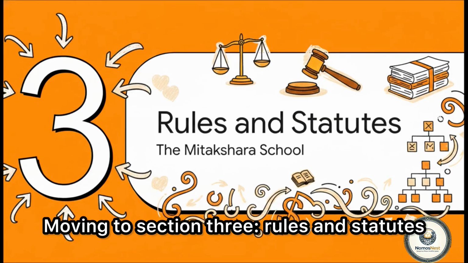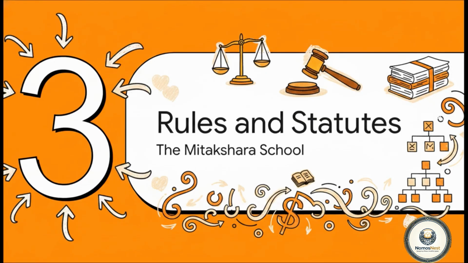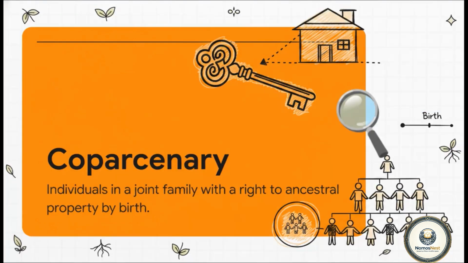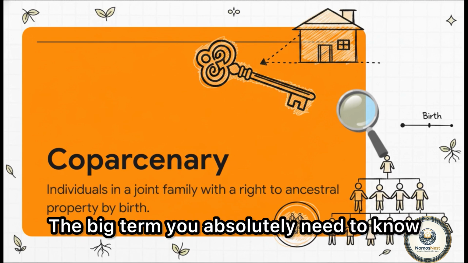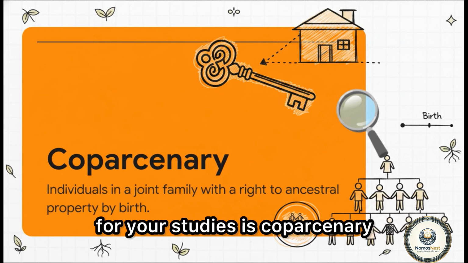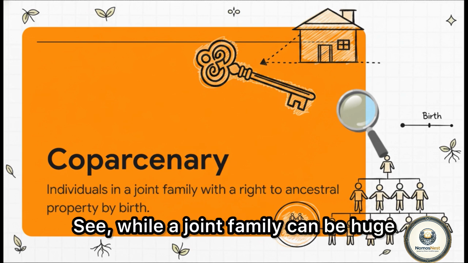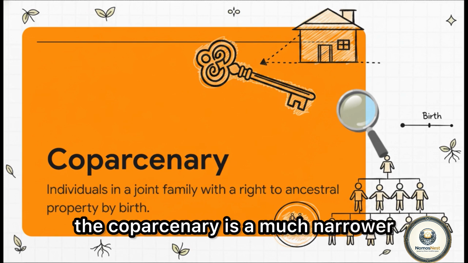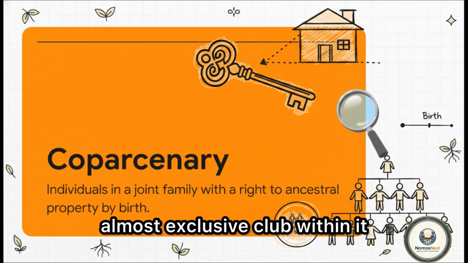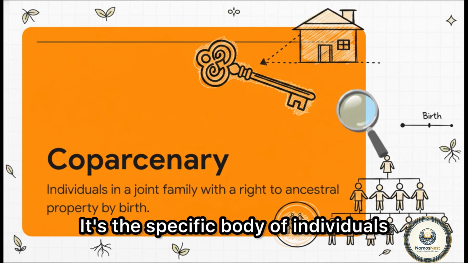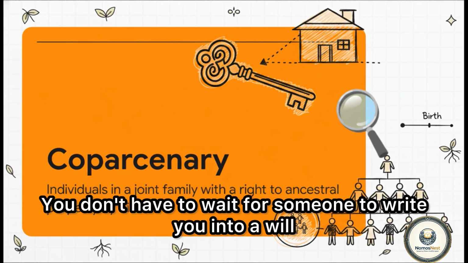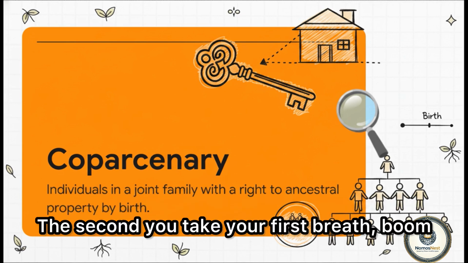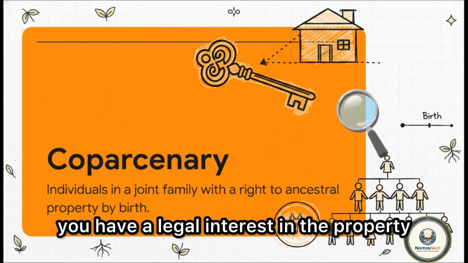Moving to Section 3, Rules and Statutes, specifically the Mitakshara School. Now, to understand the court's approach here, we have to look at how property rights are acquired the literal moment a person is born. The big term you absolutely need to know for your studies is coparcenary. See, while a joint family can be huge, the coparcenary is a much narrower, almost exclusive club within it. It's the specific body of individuals who possess an inherent right to the ancestral property by birth. You don't have to wait for someone to write you into a will. The second you take your first breath, boom, you have a legal interest in the property.